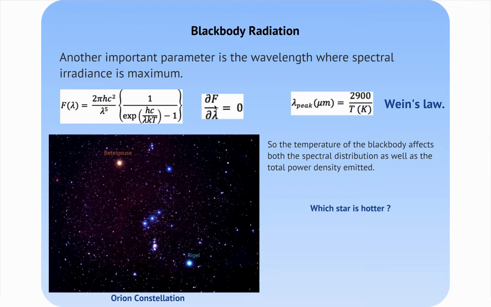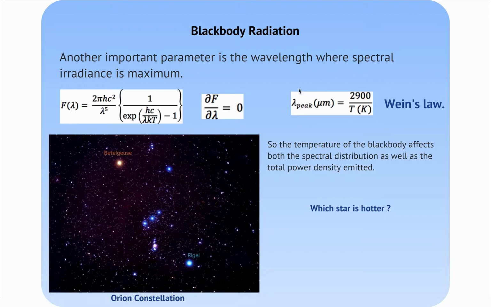And if you solve this equation, again, it's something all of you can do. This is just standard differential calculus. You will get a very simple expression here. You will find that the lambda at the peak is given by 2900, some constant, divided by T, the temperature in kelvins. This is referred to as Wien's law. What this tells us is that as temperature increases, the wavelength of the peak of the black body decreases. They're inversely related.